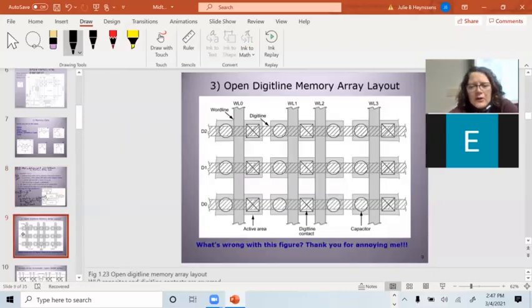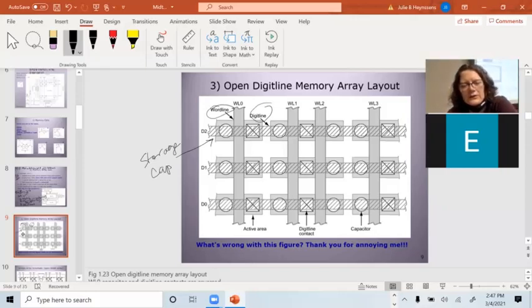We talked about the open digit line memory array. If you were given a diagram like this, could you identify which is the digit line, which is the word line, where is the storage capacitor, and where is the, wait, no, that's not the digit line, that's wrong.